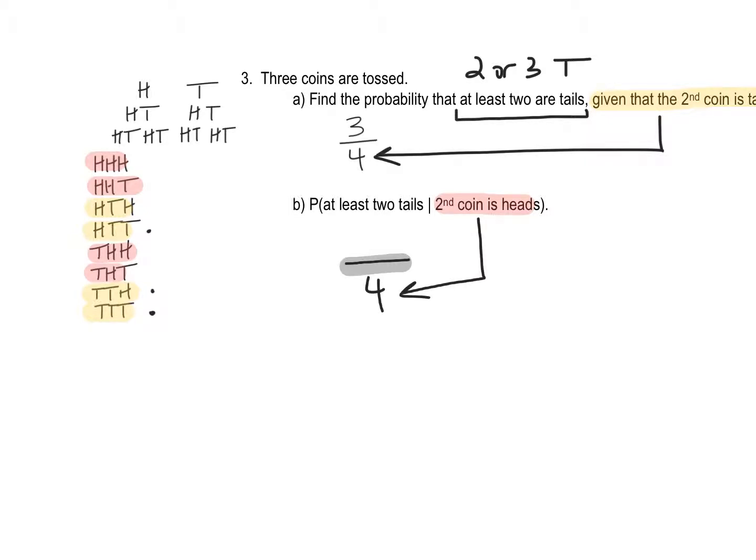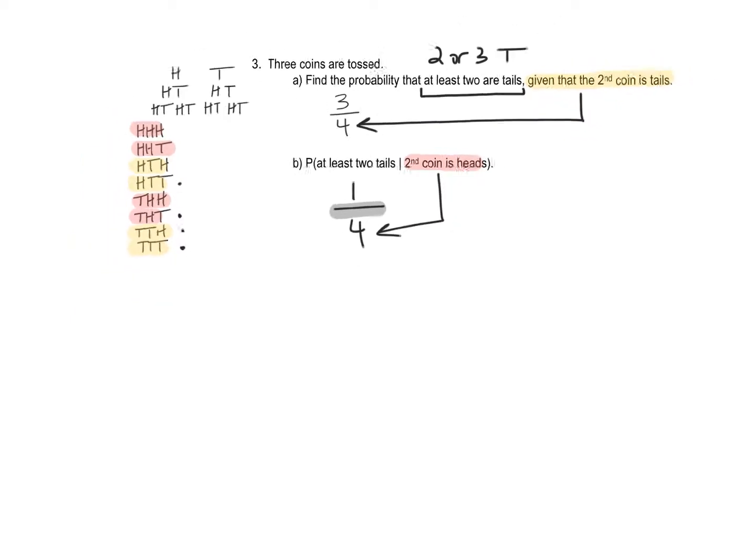How many of those 4 red ones have at least 2 tails? Only this one has 2 tails. The rest have a bunch of heads. So in this case, 1/4 is my probability. And that's a little bit of a shortcut. Instead of using the formula, you can look at a conditional probability as restricting your sample space. Remember, this thing here is referred to as the sample space because it includes all possible combinations of heads and tails for 3 tosses. Okay, I'm going to do 2 more examples.